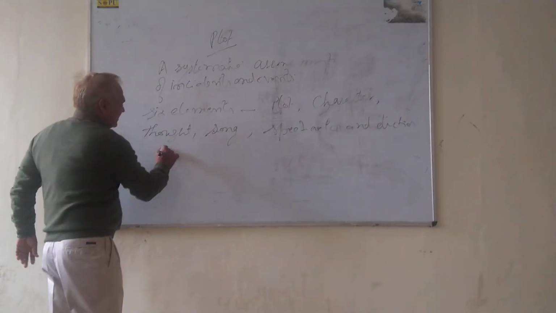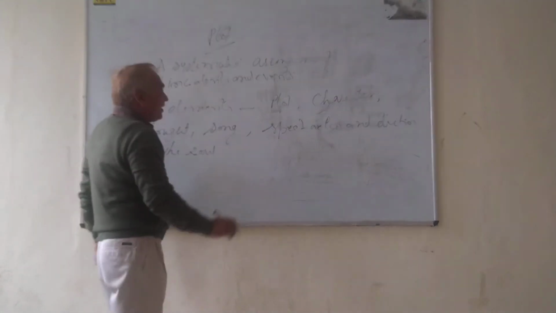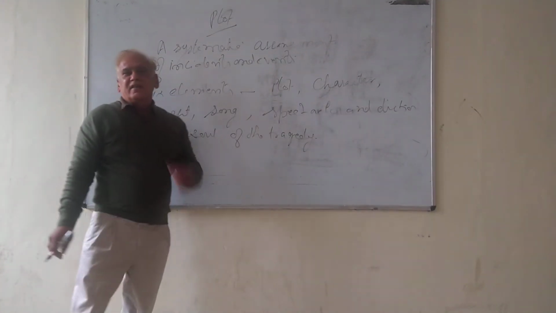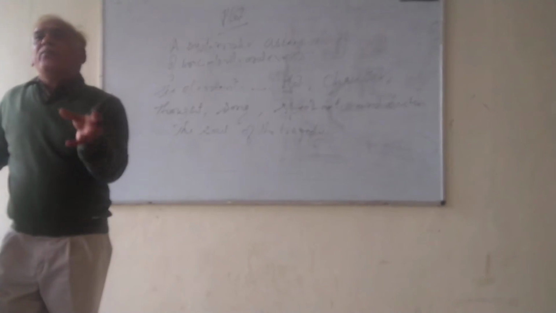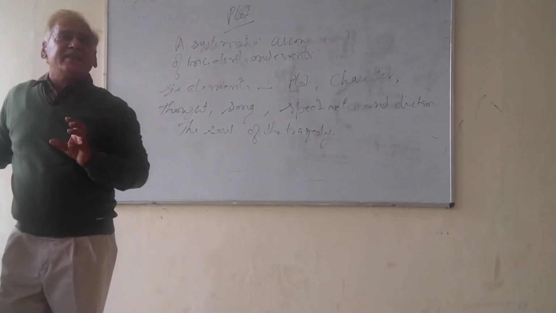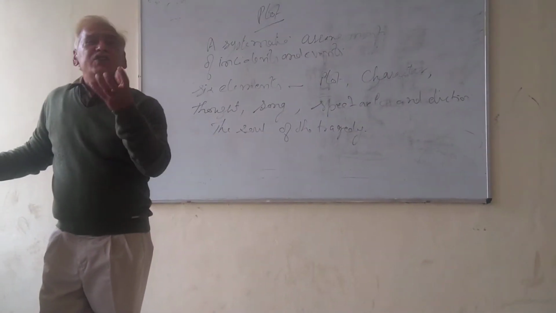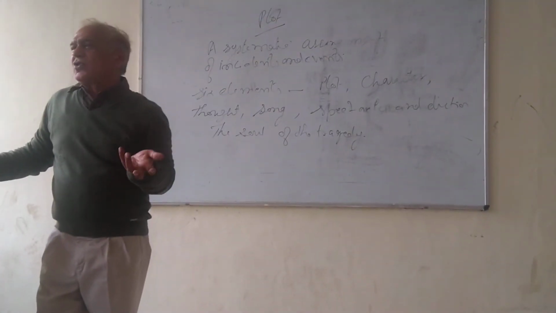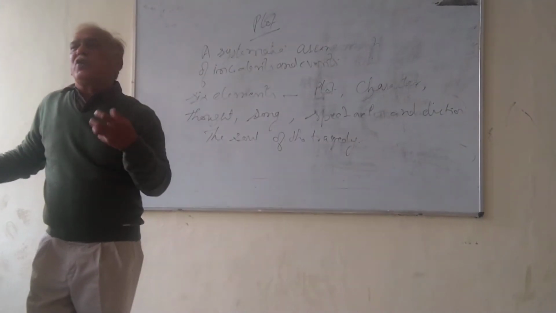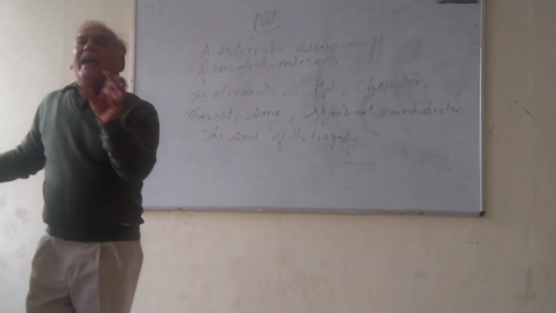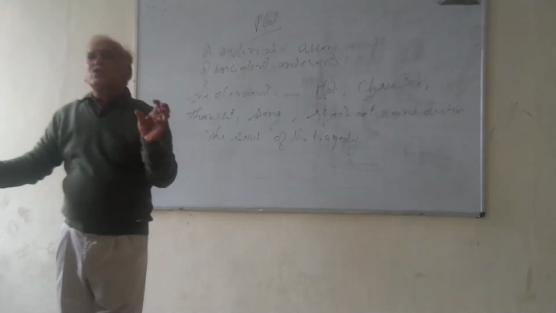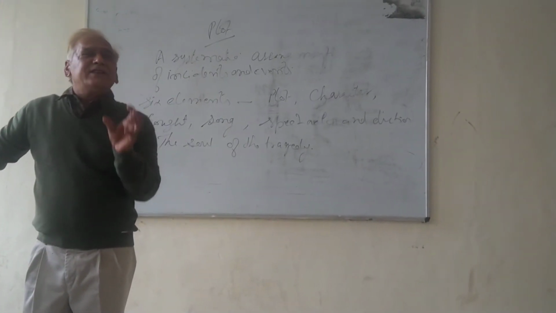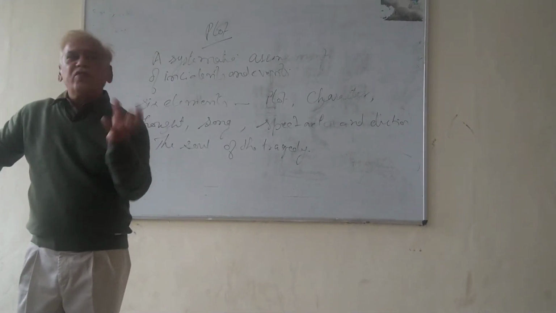It is the soul of the tragedy. Plot is the soul of the tragedy. And the soul is the main cause of the living being. Without the soul, there is no existence of the living being. Similar is the case with the plot. Without the plot, there cannot be any tragedy. Aristotle has gone to the extent of saying that a tragedy is possible without character, but not without the plot.